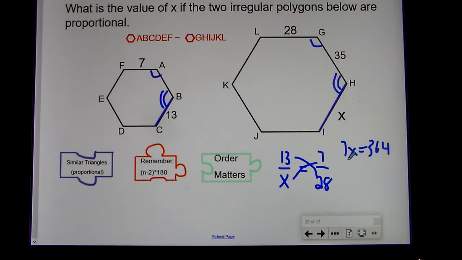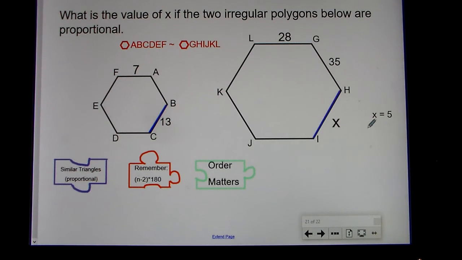364. Divide both sides by 7. And you get x equals, let's see, 52. Which means this side length right here is 52, based on these 2 hexagons being proportional.